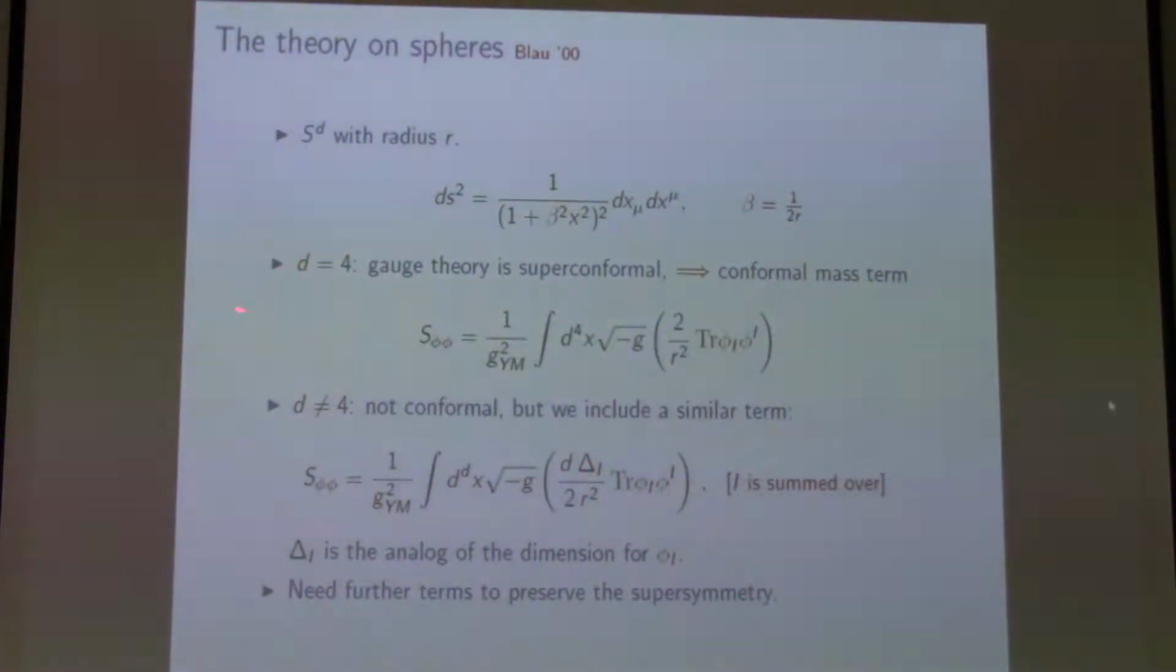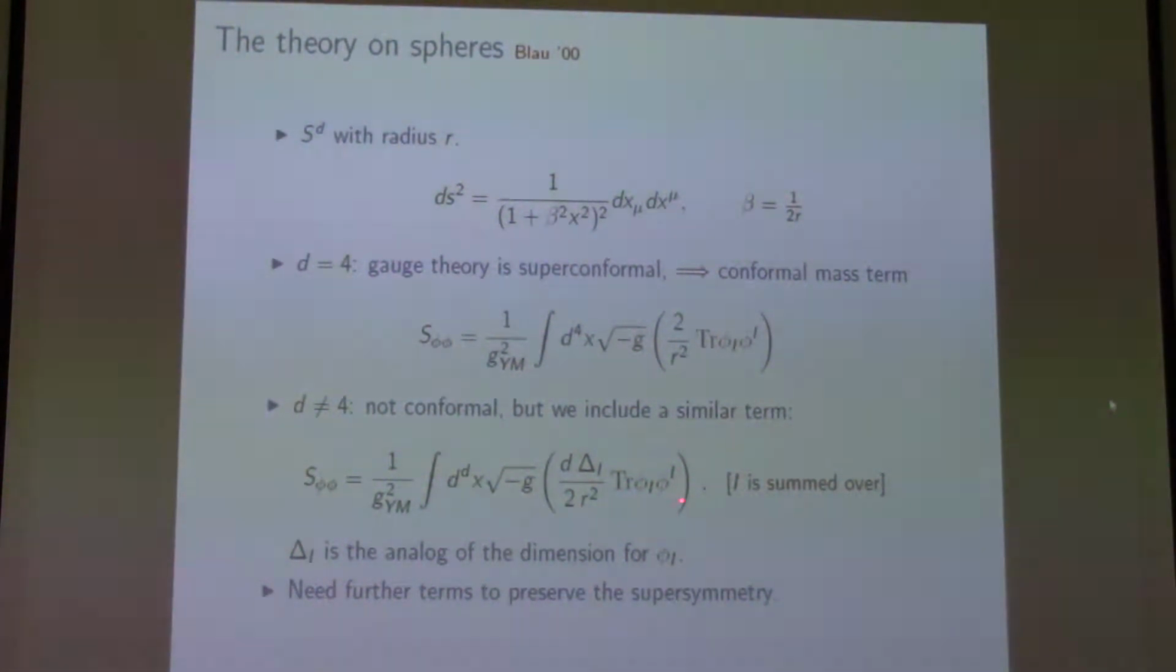And if we were to be in 4 dimensions, we reduce to n equals 4 super Yang-Mills. And in 4 dimensions, this gauge theory is superconformal. And so we have to add a conformal mass term to the action, which looks like this. It's a trace of phi squared divided by 2 over r squared. Now if d is not equal to 4, it's no longer conformal. But we're going to include a similar sort of term in our action.